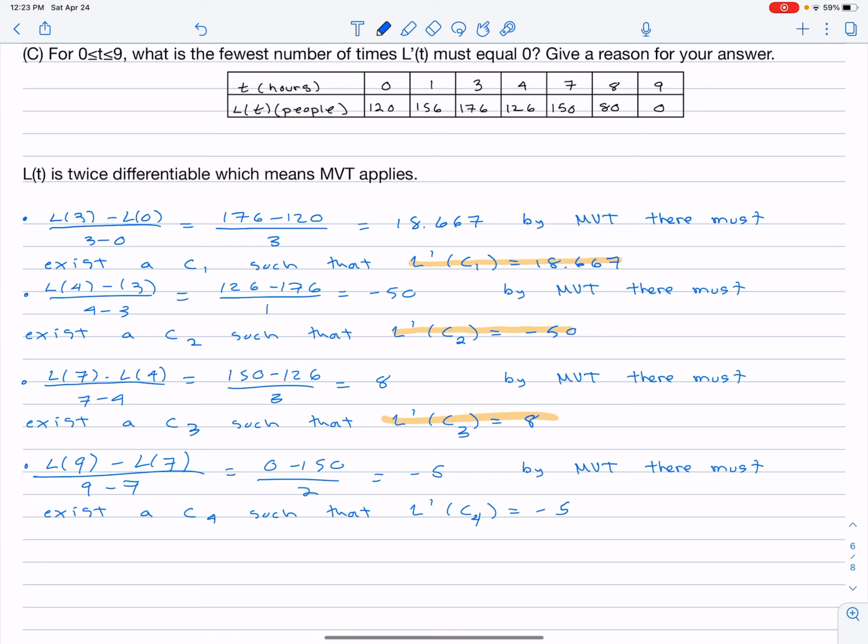Okay, so we've established a couple things. Now we haven't finished, but we've established there's a place where the derivative is a positive number, where it's a negative number, where it's a positive number, where it's a negative number, right? So now what am I going to do? The key here is, how do I know it equals 0, right? How do I know that just because it goes from 18.667 to negative 50, how do I know that it's positive?